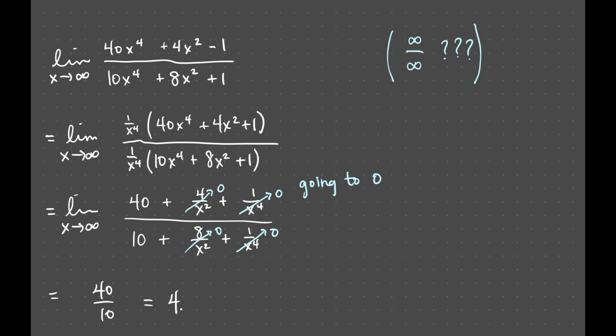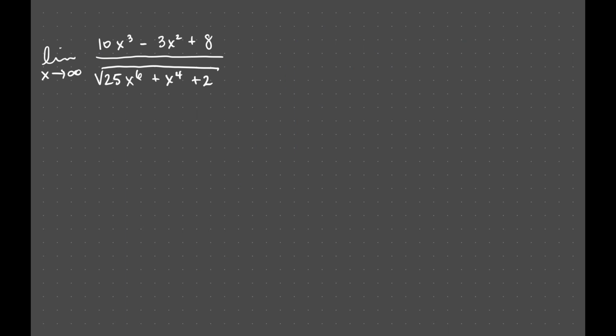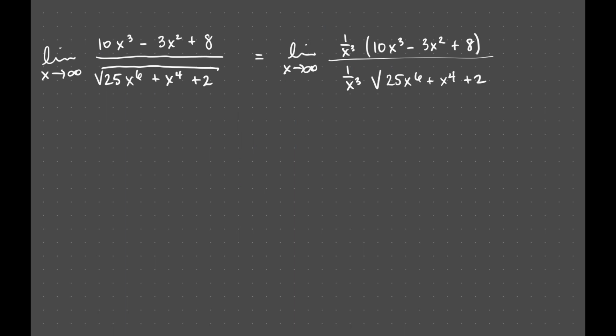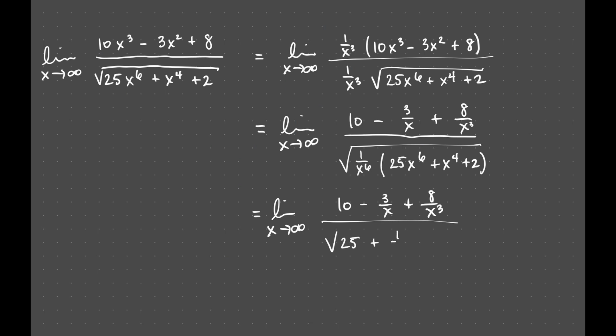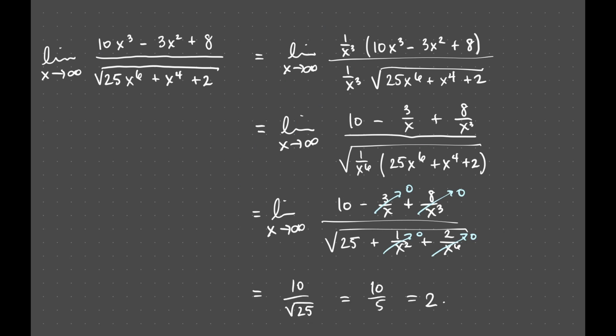This type of algebraic manipulation can work in more complicated situations too. For example, this quotient involves a square root in the denominator, making it a bit more unwieldy. But the same principle of dividing both the numerator and the denominator by the highest power of x will still apply. Now, we just have to remember that the denominator has a square root, so when we bring our division of x to the third inside of it, the x to the third becomes an x to the sixth. At this point, we recognize both the numerator and the denominator tend to finite numbers in the limit, the numerator to 10 and the denominator to the square root of 25, which is 5. In total then, the limit is 10 over 5, which is 2.